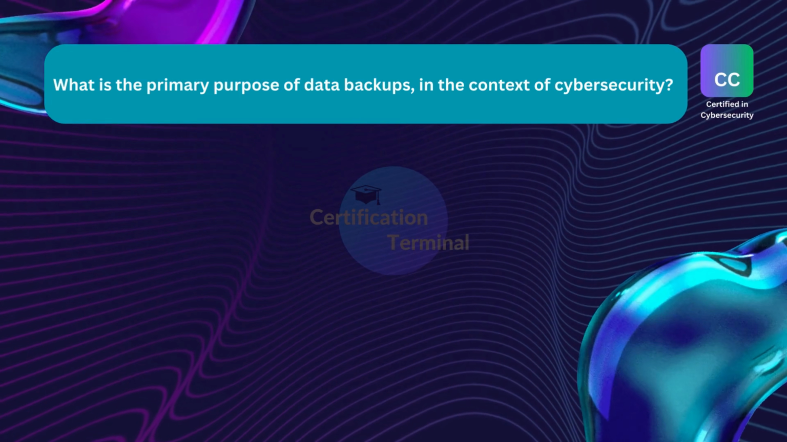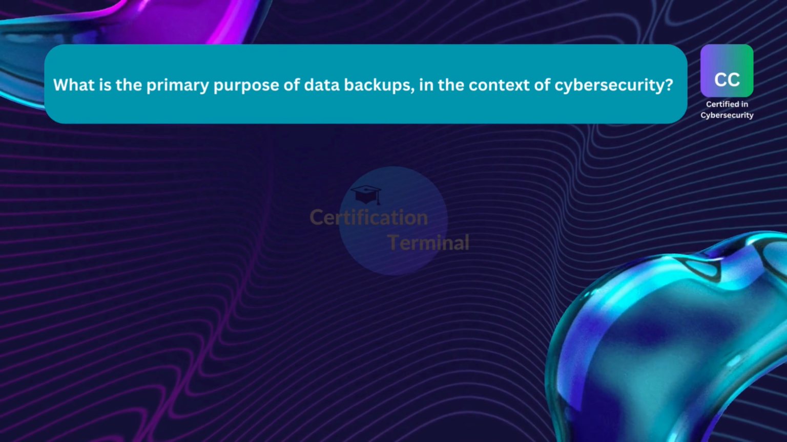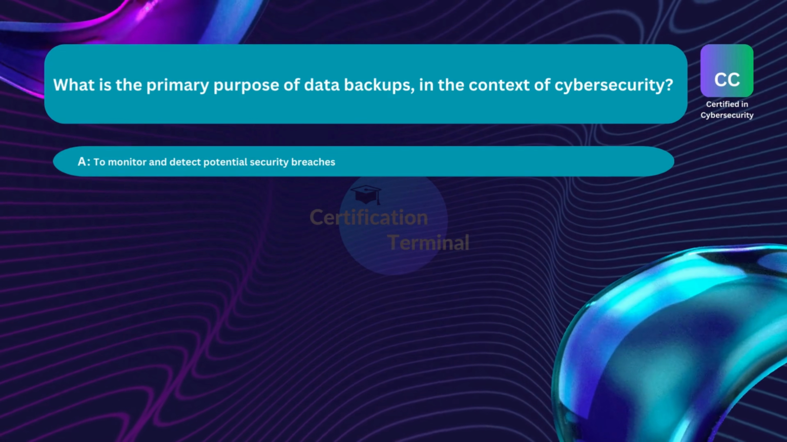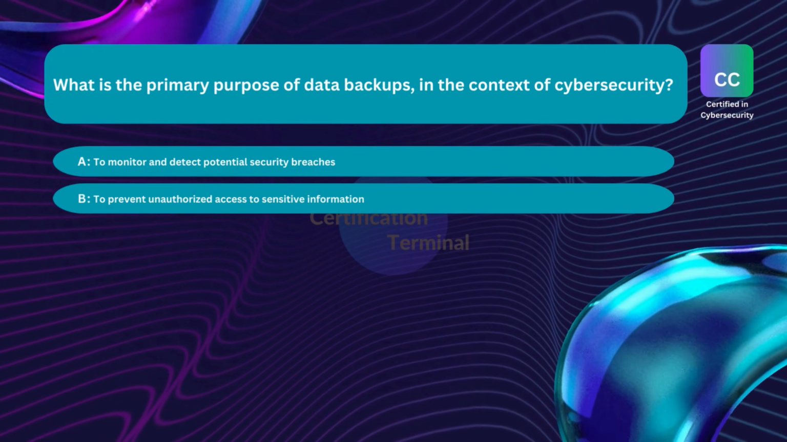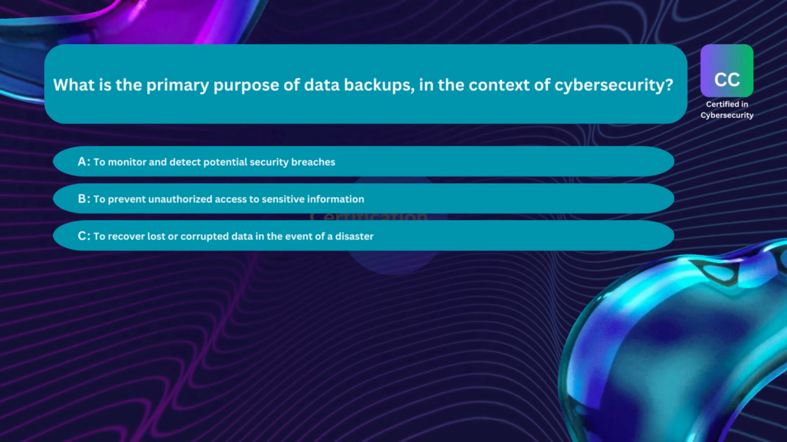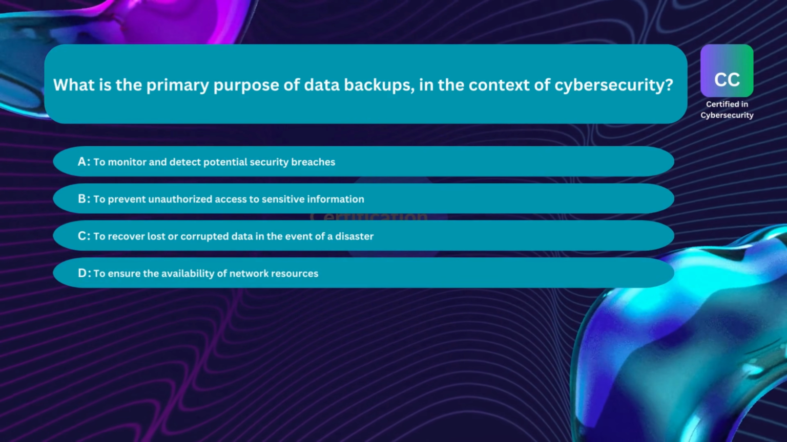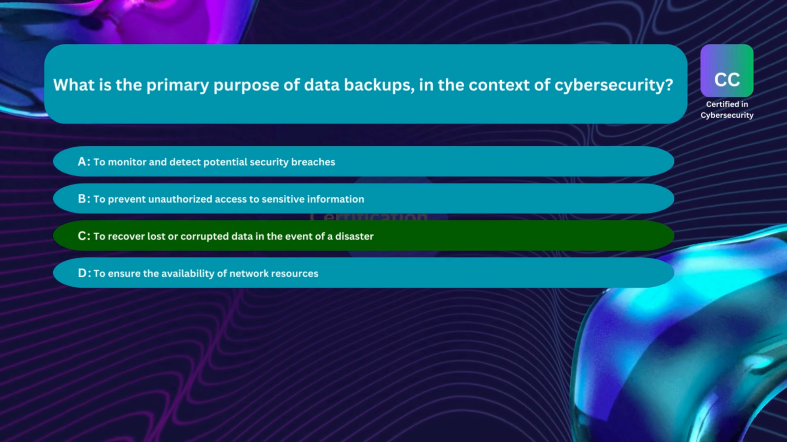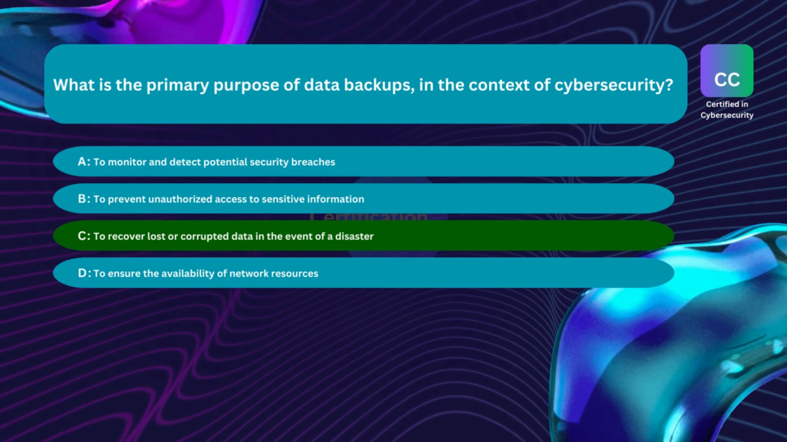Question number 13. What is the primary purpose of data backups in the context of cybersecurity? Option A, to monitor and detect potential security breaches. Option B, to prevent unauthorized access to sensitive information. Option C, to recover lost or corrupted data in the event of a disaster. Option D, to ensure the availability of network resources. The correct answer is Option C, to recover lost or corrupted data in the event of a disaster.